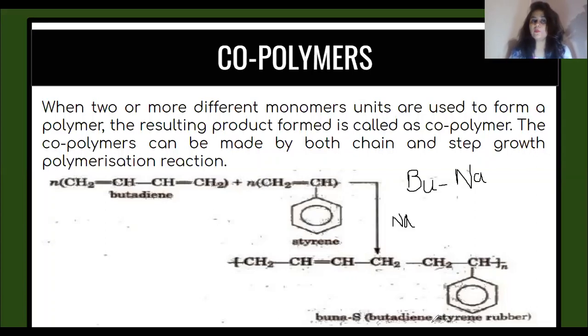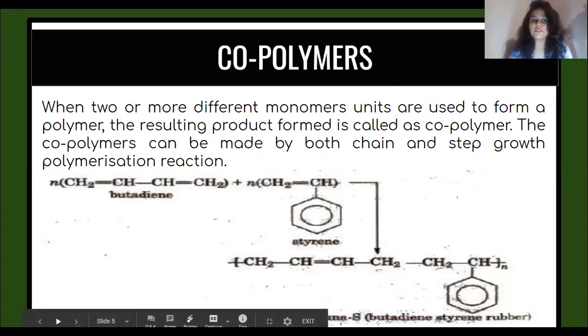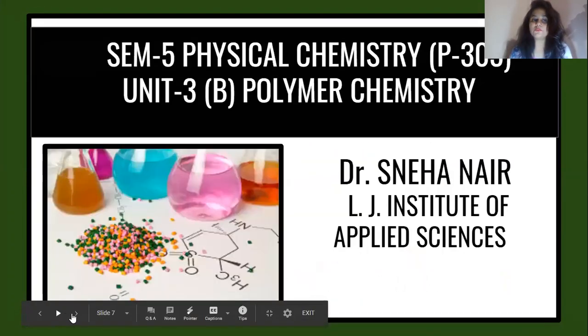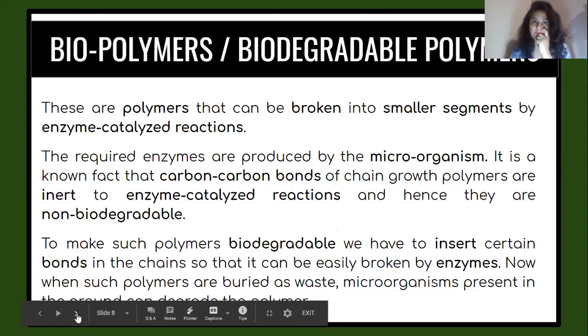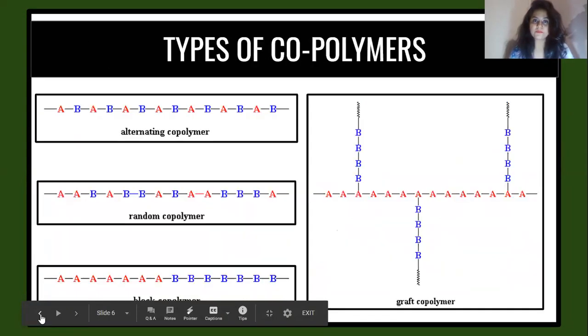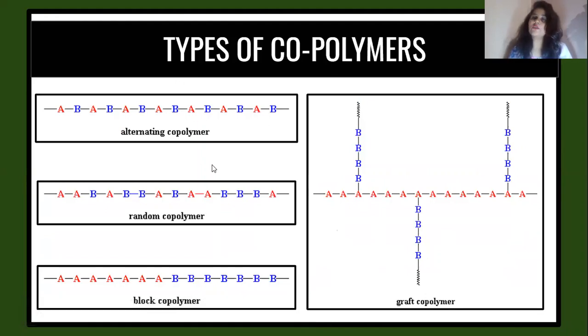Now let us understand whether there are different types of copolymers or not. We have already seen that there are majorly 4 different types of copolymers. Now, what are the 4 different types of copolymers? The first category of copolymer is called alternating copolymer.